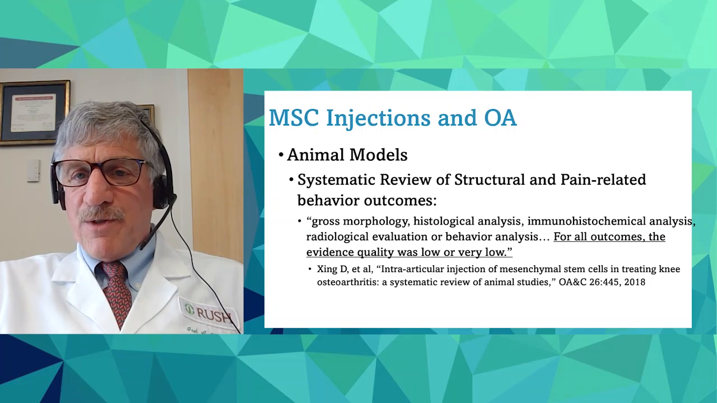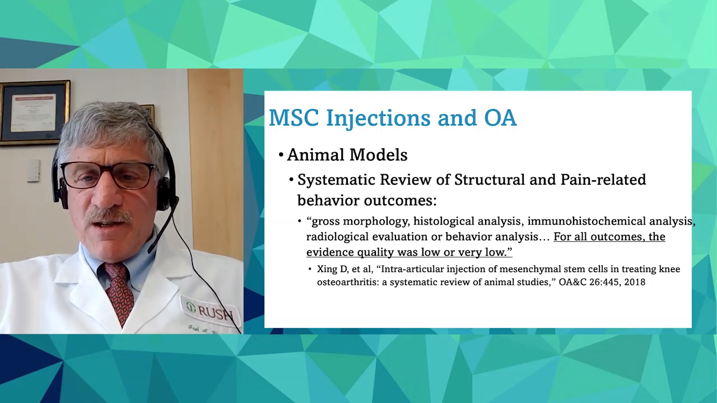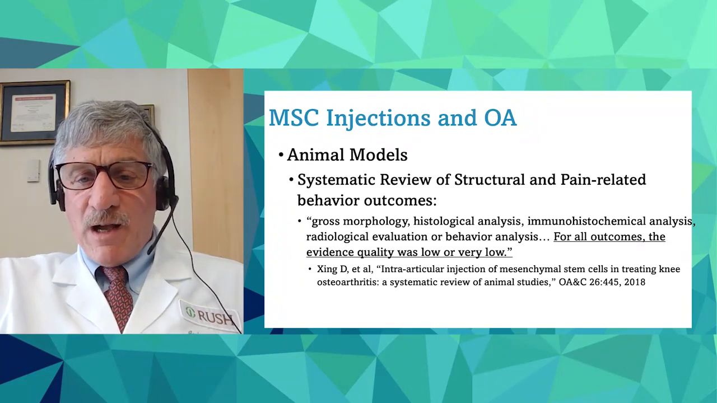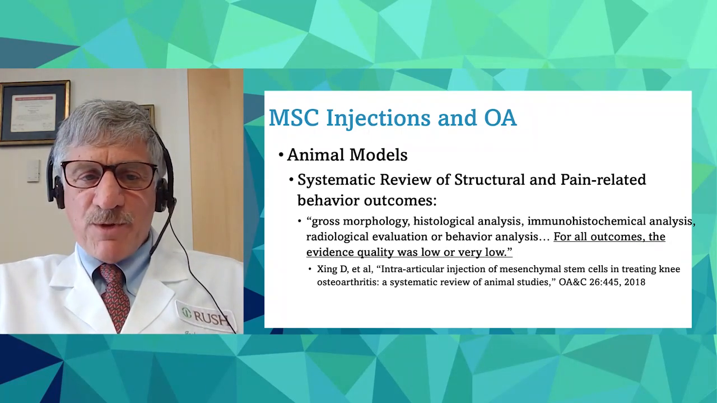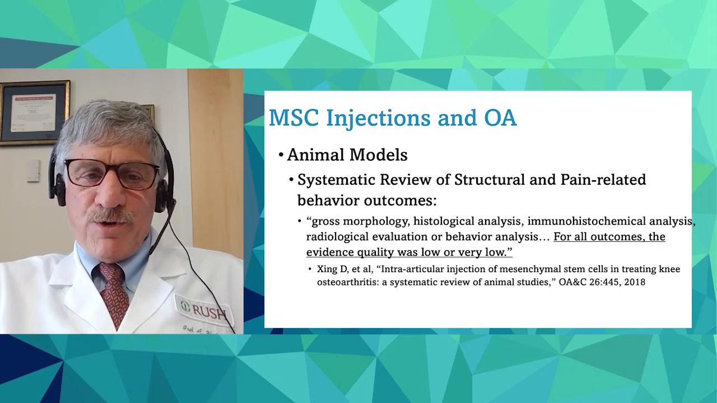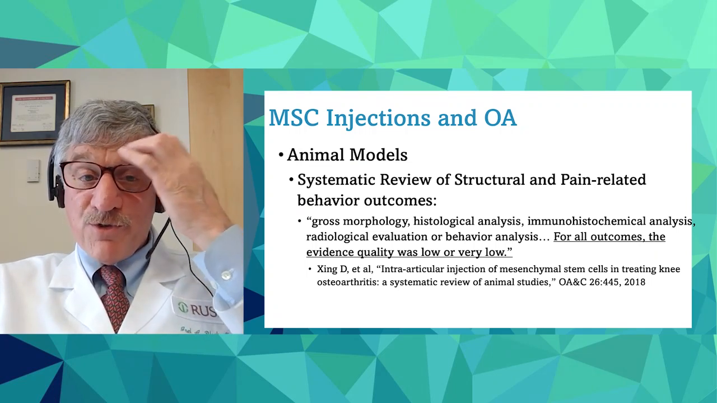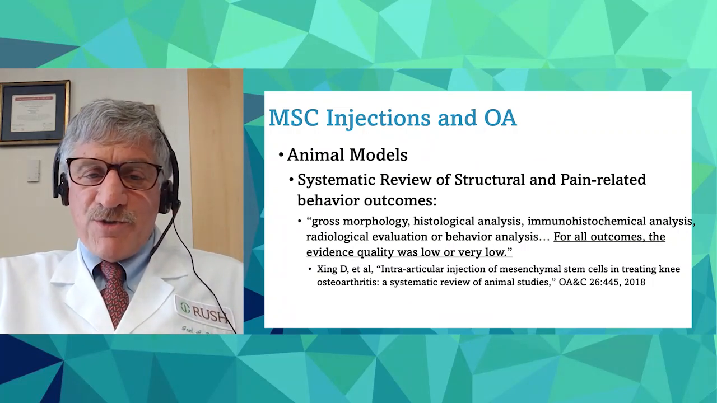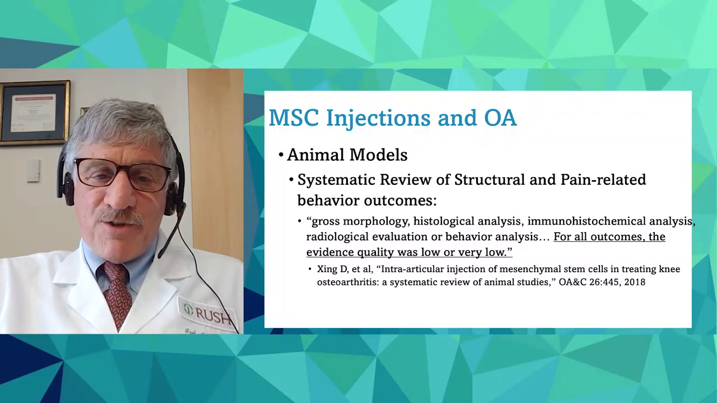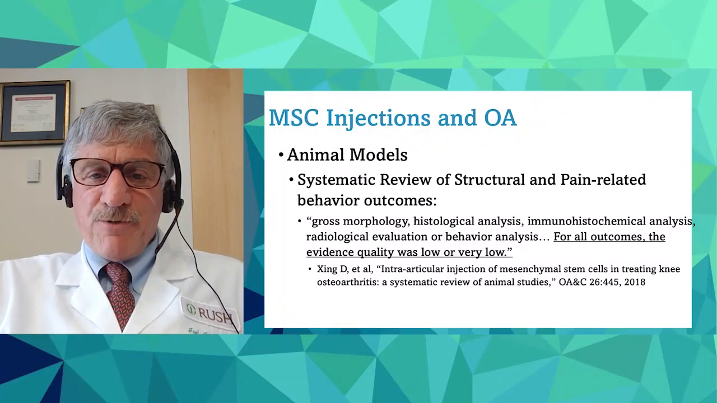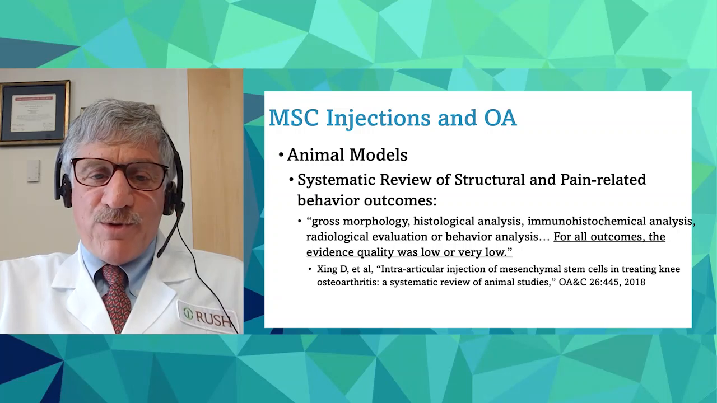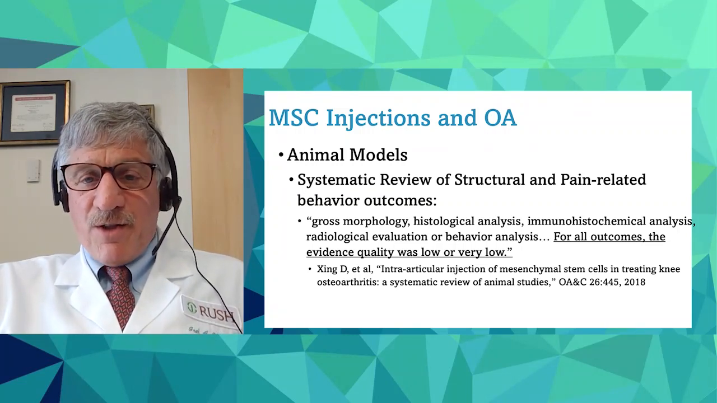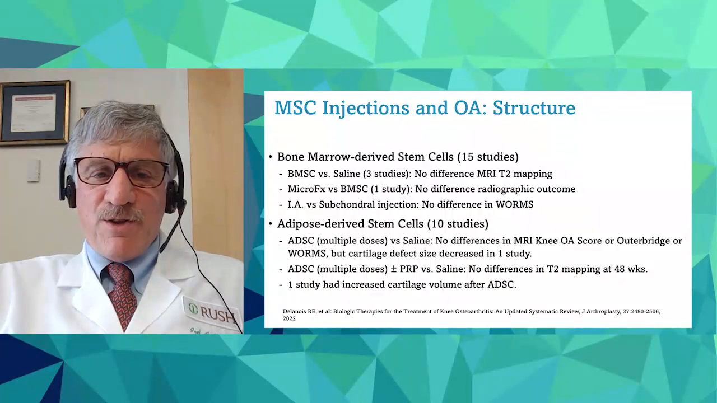Now, how useful are these? Well, generally in human diseases, we like to demonstrate that an approach is useful in animal models before we bring it to humans. How are stem cell injections doing in the animals? Well, in OA and cartilage a few years ago, there was a systematic review of both structure and pain in translational models. They looked at gross morphology, histology, immunohistochemical, radiologic, and behavioral analysis for pain, and for all outcomes, the evidence quality was either low or very low. There was really no evidence that these were beneficial at all. Nonetheless, despite that in animals, it's widely used in humans.